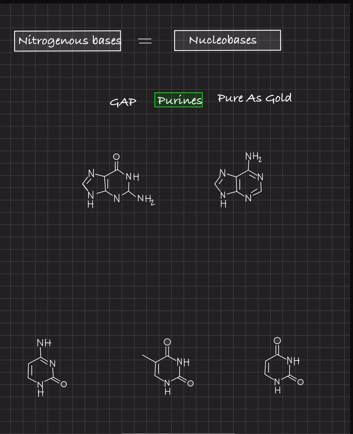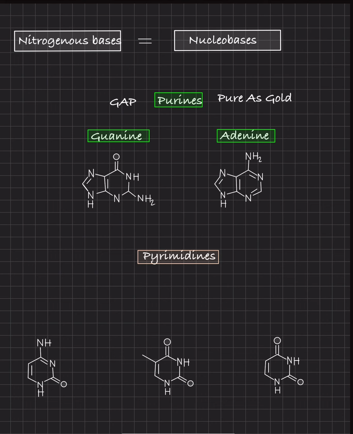And what does that even mean? Okay, pure for purine, A is going to be for adenine, and G is going to be for guanine. GAP, again, guanine, adenine, and they are purines, right? Now, other than purines, you can have pyrimidines. And again, purines and pyrimidines are categorizations for nitrogenous bases.